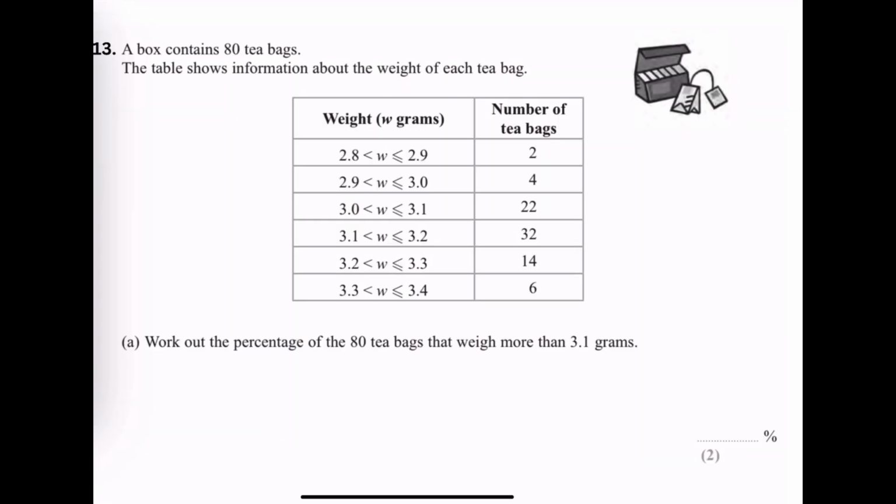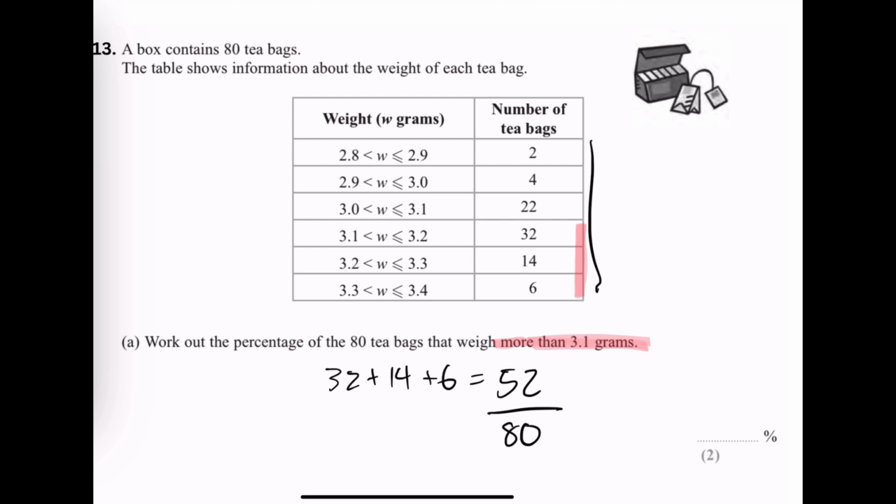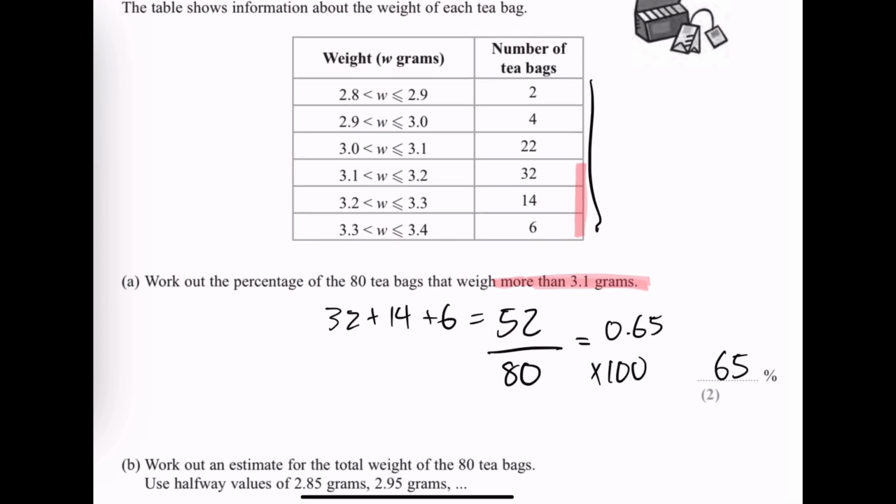Question 13. A box contains 80 tea bags and the table shows the information of the weight for each tea bag. Work out the percentage of 80 tea bags that weigh more than 3.1 grams. Because it only says more than 3.1 grams, we only need to use these ones. So we do 32 plus 14 plus 6, which is 52. And then we divide it by the 80 that we know. The answer would be 0.65, times it by 100 because it's a percentage, it will be 65%.